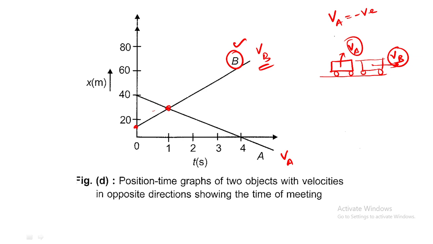B is decreasing. So what is VA becoming? It is decreasing. So VA is lesser than VB. In this case also they will meet.